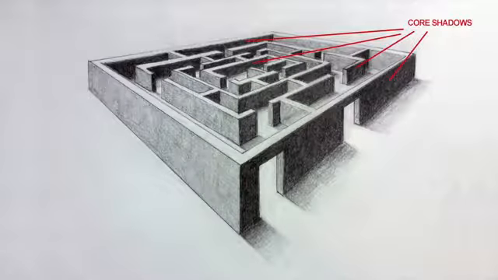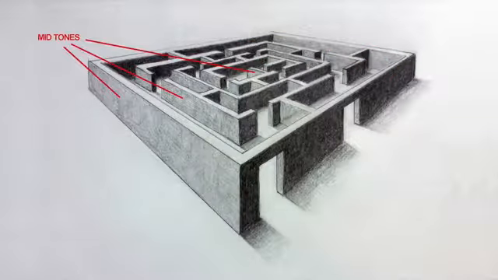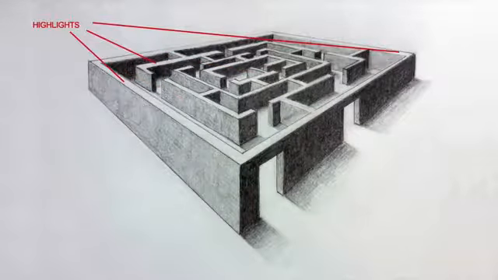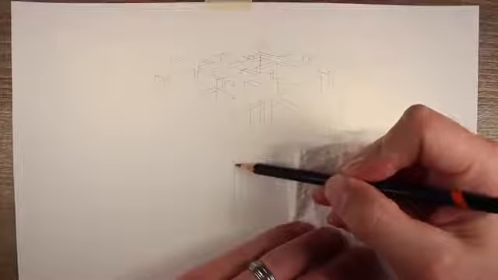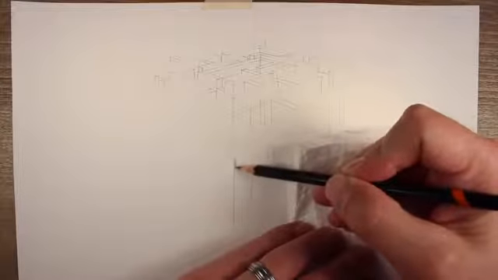In this case, this will produce areas of coarse shadow or dark value on the right side of the walls of the maze. It'll produce areas of mid-tone or middle value on the left side of the walls of the maze, and it will produce areas of highlight on the top portions of the walls. It'll also create areas of cast shadow behind the walls on the right side of each one of the corners.